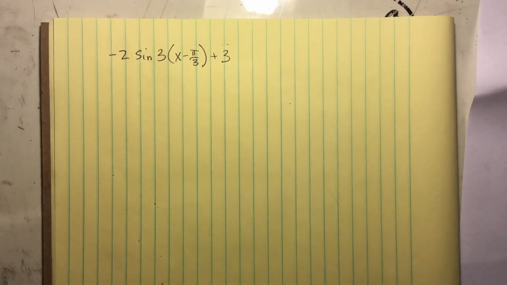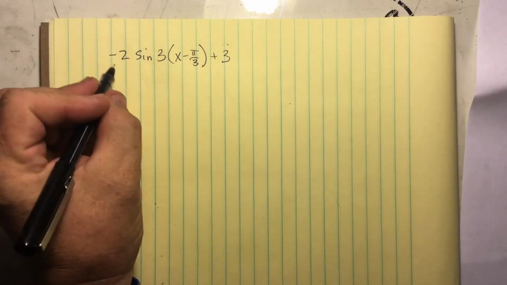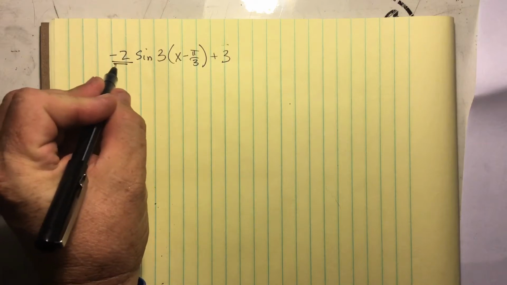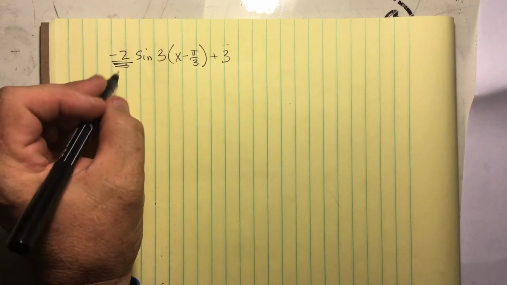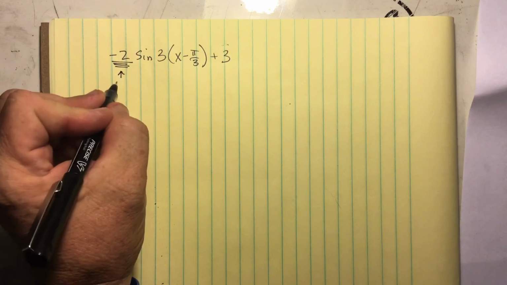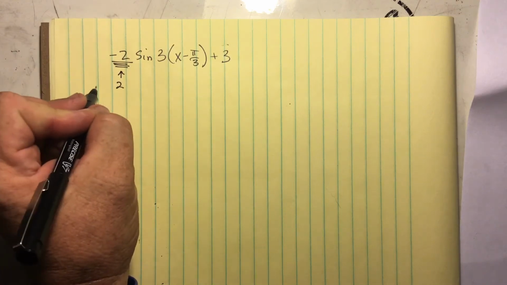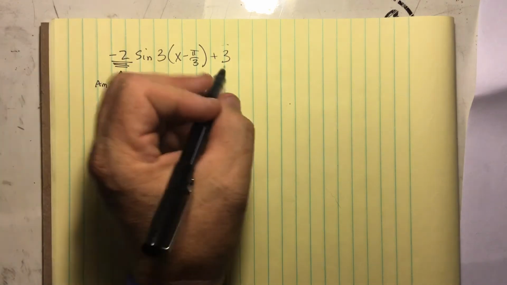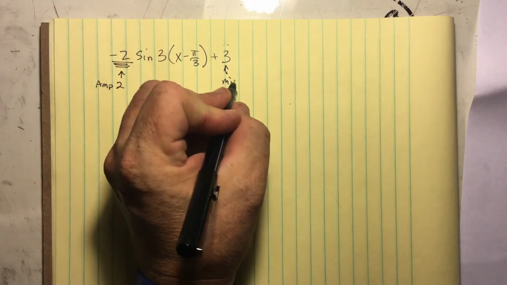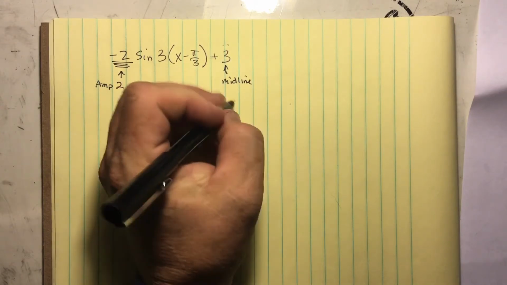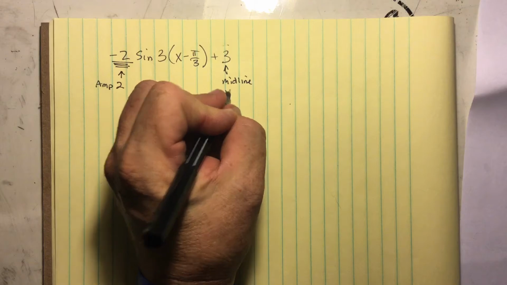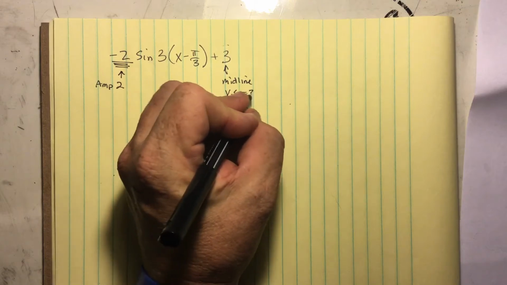We're gonna tackle this a little differently. Some of you are having trouble with this. So this is our amplitude, which is 2, right? You guys know that. And then this is our midline, which is our vertical shift. So our vertical shift is equal to 3.